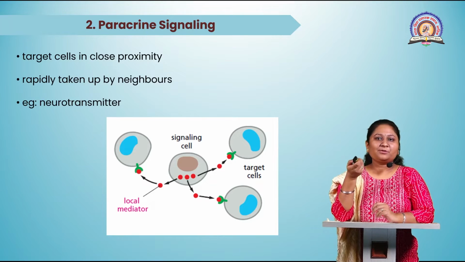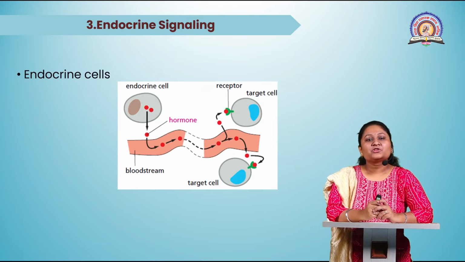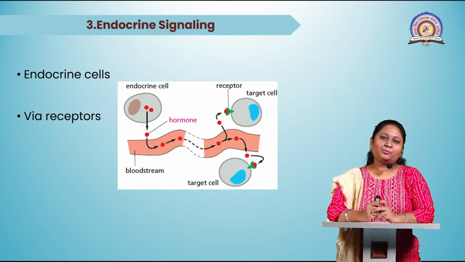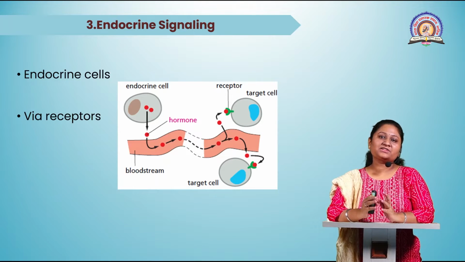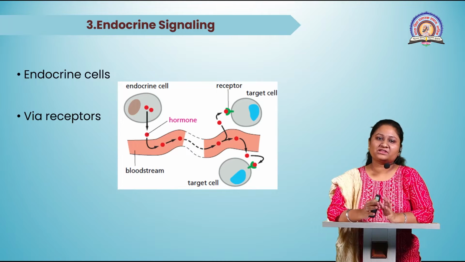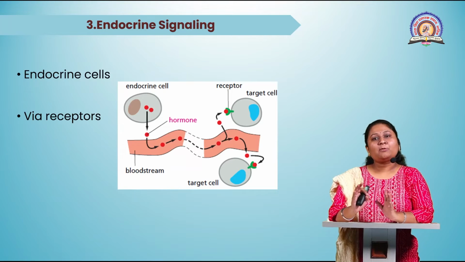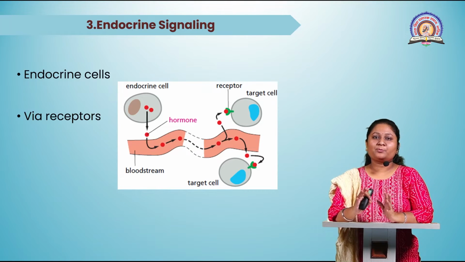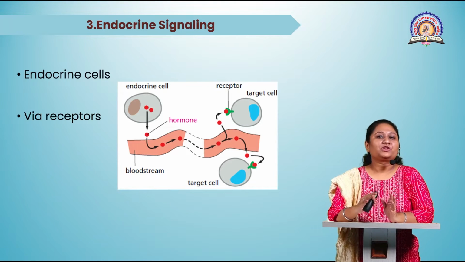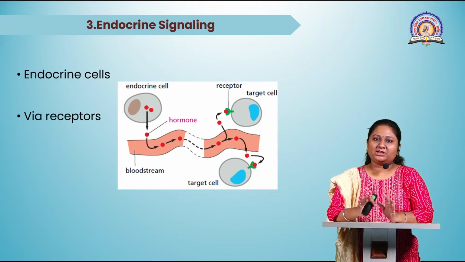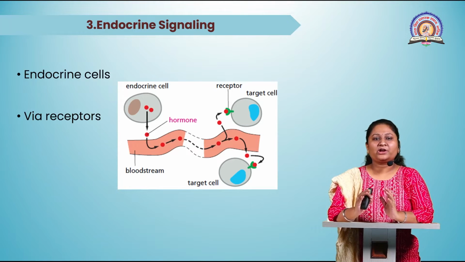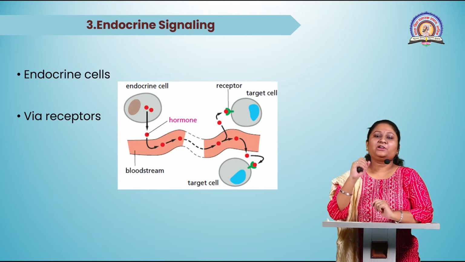The third type of signaling is endocrine signaling. You know that endocrine cells are present in our body in the endocrine glands, and these cells usually secrete molecules directly into the bloodstream. The opposite of endocrine cells are exocrine cells. As the name suggests, these cells release the molecule on the surface of the cell or on the surface of epithelial cells, whereas endocrine cells release the signals directly into the bloodstream.